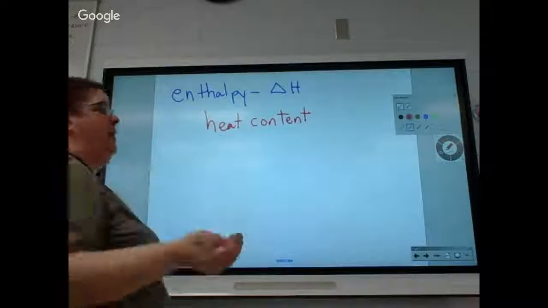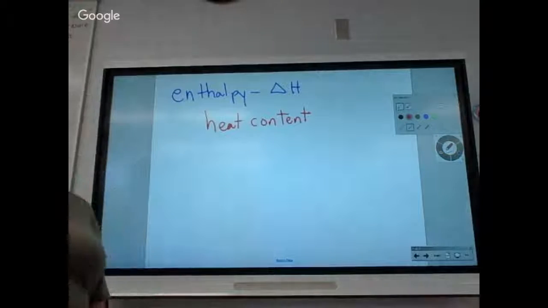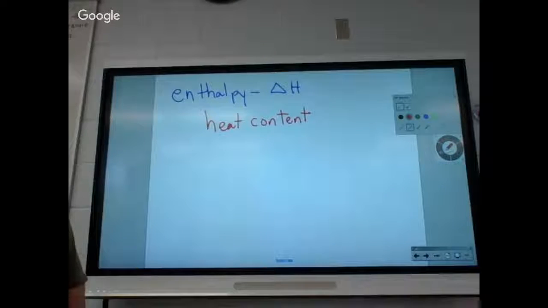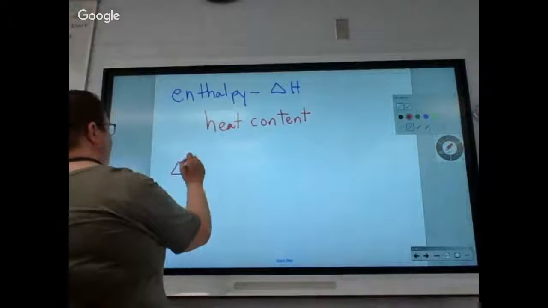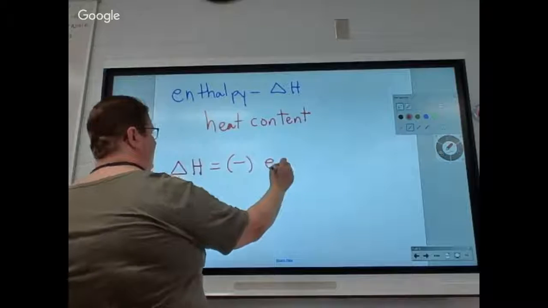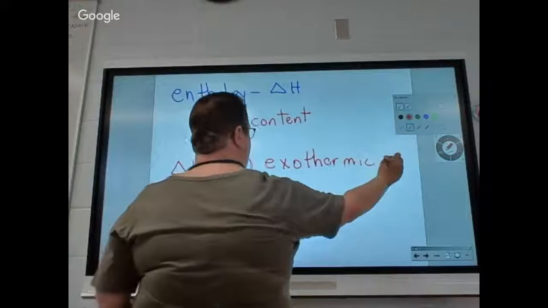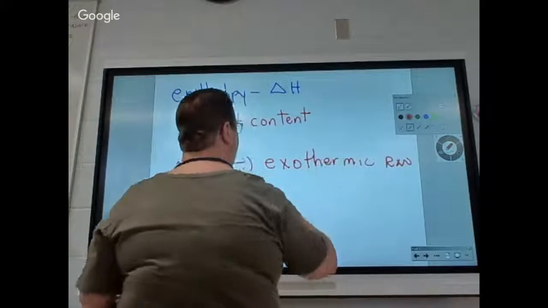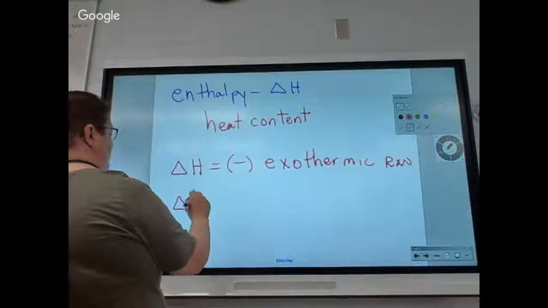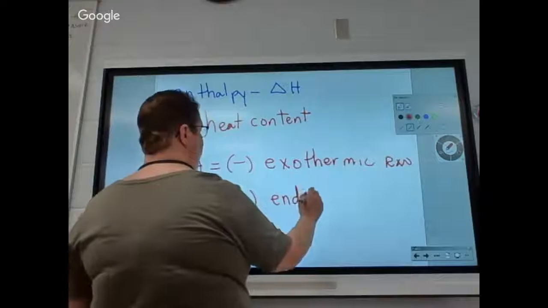Now, there's two types of enthalpies we're going to have. You know how we've been calculating Q and we just did Q on the lab? It was never negative, and I kept telling you it was always positive. That's because Q is not negative. This is where our negative numbers come in. If delta H is a negative number, it means we have an exothermic reaction. The other one was endothermic. If delta H is positive, we know it's endothermic.